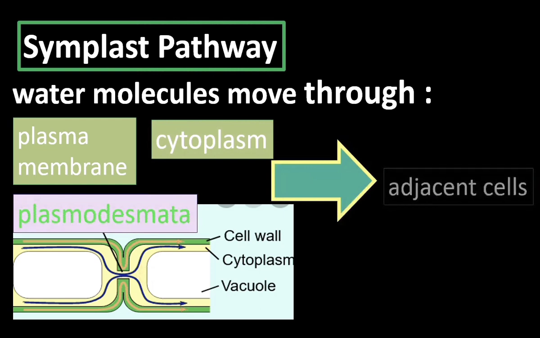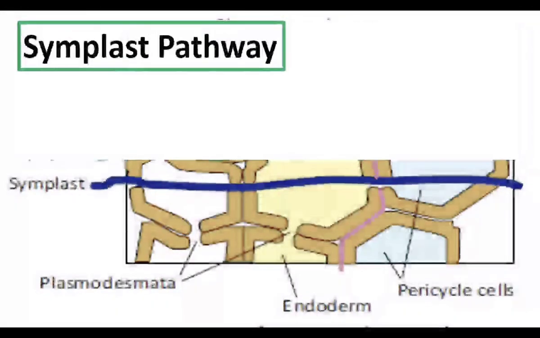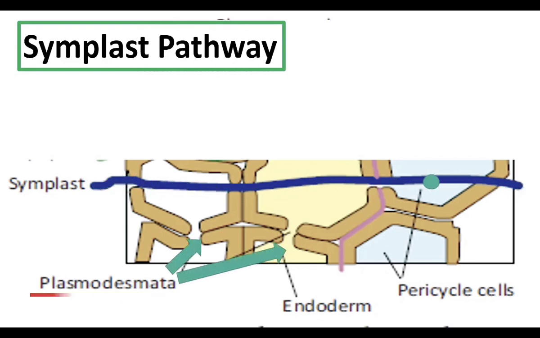The Symplast pathway involves movement of water through the plasma membrane, cytoplasm and plasmodesmata. Water from one cell enters into the nearby cell. This diagram shows the Symplast pathway. Here water crosses the plasma membrane and cytoplasm. The water crosses the plasmodesmata. They are gaps. And water crosses from one cell to another cell.